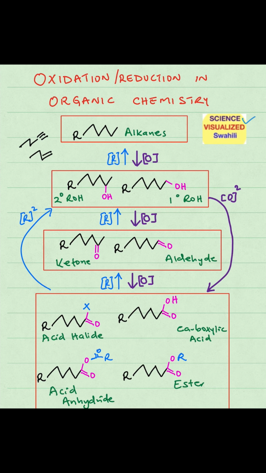Today we're looking at oxidation and reduction reactions in organic chemistry. If you look at this diagram, we're starting with alkanes, and that's the lowest oxidation state. One possible pathway is oxidation of alkanes to give double bonds, alkenes, and then after that, that can be oxidized to alkynes, which will be the highest oxidation state with a triple bond.